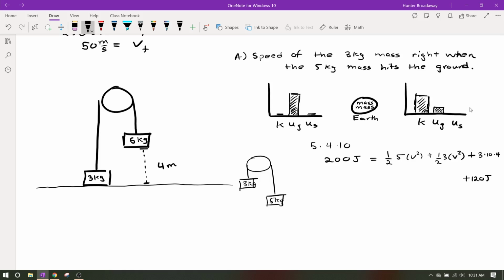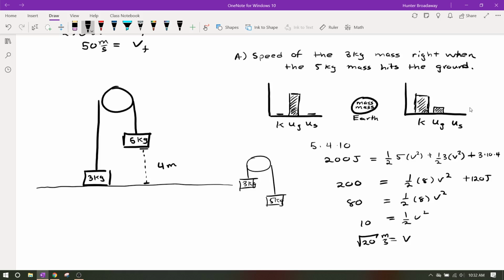Okay, I'm going to go ahead and say 1/2 times 8 times v squared equals 200 minus 120. All right, we're almost done, I think, but we're almost out of time too, so let's really try to finish this out. 200 minus 120 is 80. It looks like I can divide both sides by 8. So that gives me 10 is equal to 1/2 v squared. So it looks like my velocity is equal to the square root of 20 meters per second.